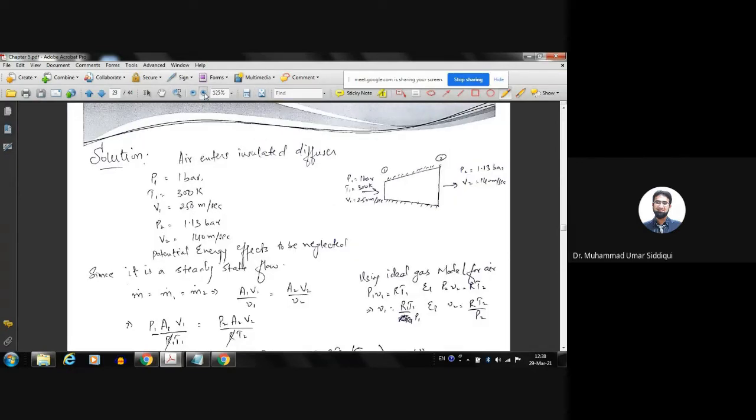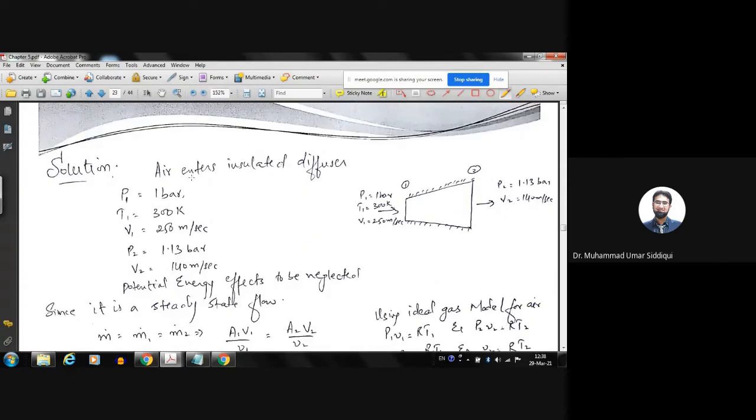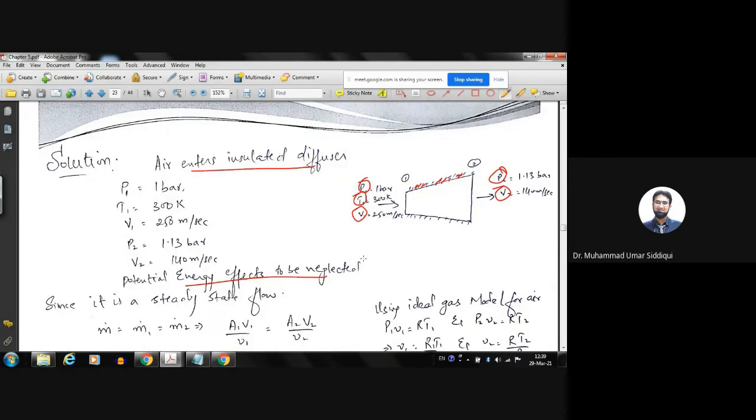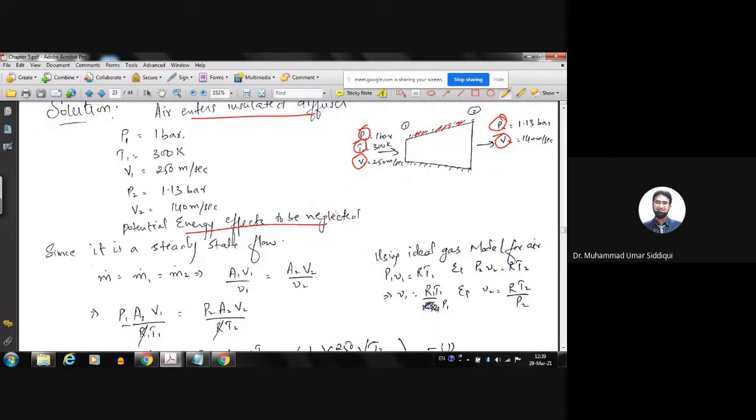Here we have air entering an insulated diffuser. You can see the insulation lines shown here. We have P1, T1, V1 given, and P2 and V2 given. Potential effects can be neglected. It is a steady state flow, so the mass flow rate is the same: whatever mass flow rate goes in is the same as the mass flow going out. So we can write the formula for mass flow rate: A1 V1 over specific volume 1 equals A2 V2 over specific volume 2.